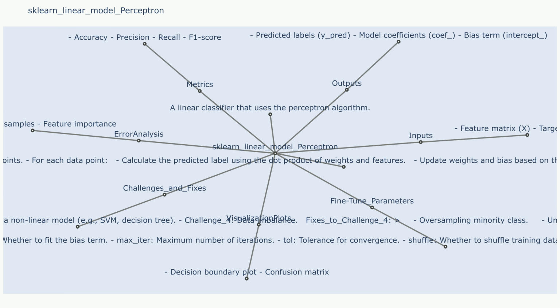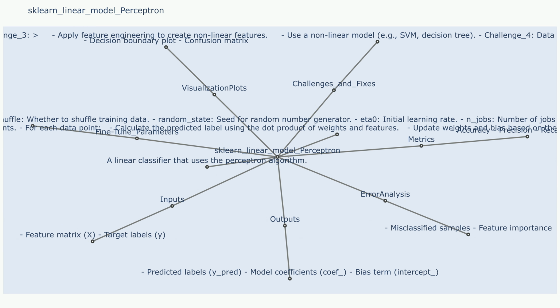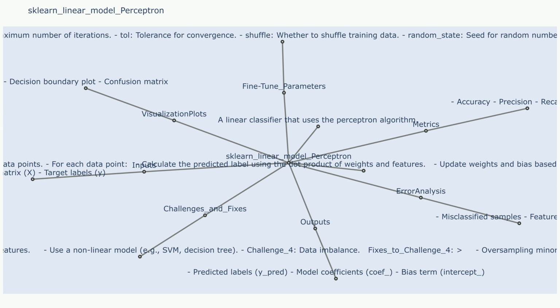Inputs. X: the training input samples. It should be a 2D array of shape (n_samples, n_features), where n_samples is the number of samples and n_features is the number of features. Y: the target values. It should be a 1D array of shape (n_samples), where n_samples is the number of samples. The values in Y should be either 1 or -1, representing the two classes.